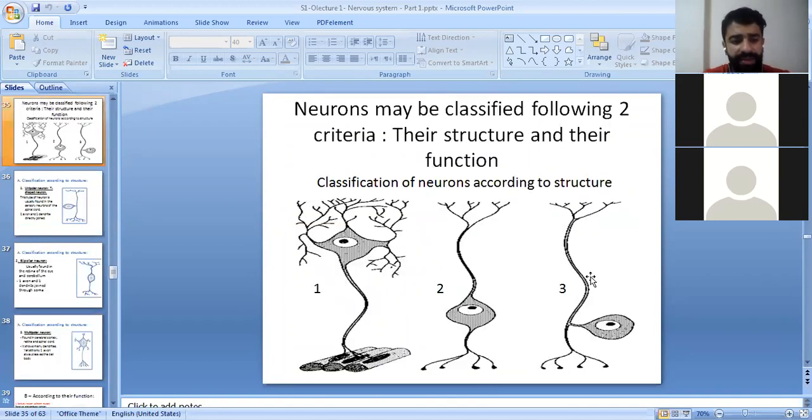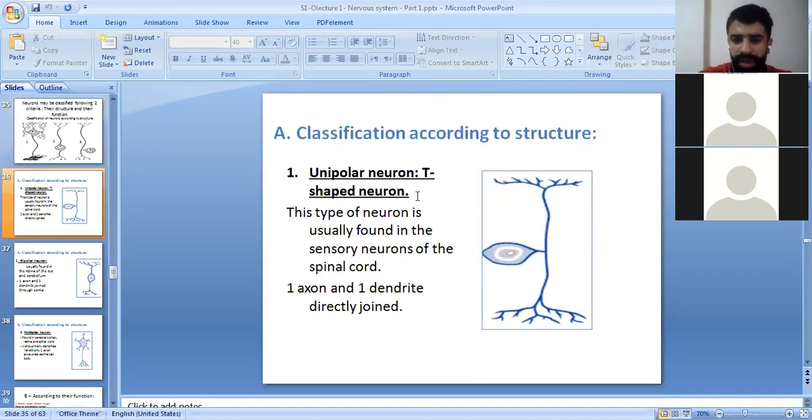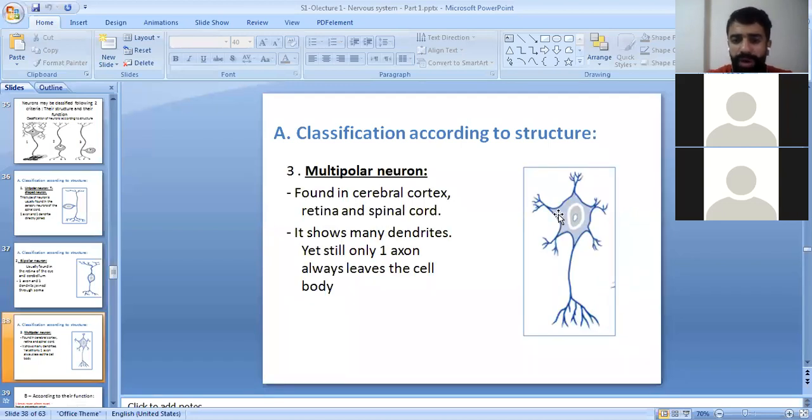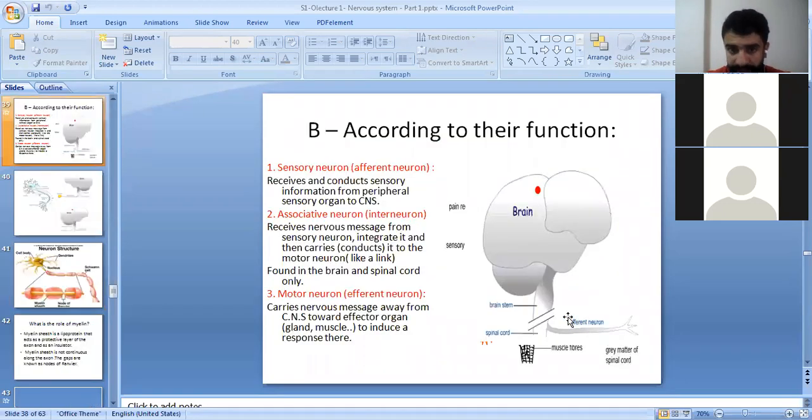Neurons are classified either according to their function or according to their structure. According to their structure, you have unipolar. They are T-shaped neurons. They are found in the sensory neurons and in the spinal cord. One axon and one dendrite are directly joined. Bipolar, usually found in the retina of the eye and the cerebellum. Multipolar, they have many dendrites and only one axon which always leaves the cell body.